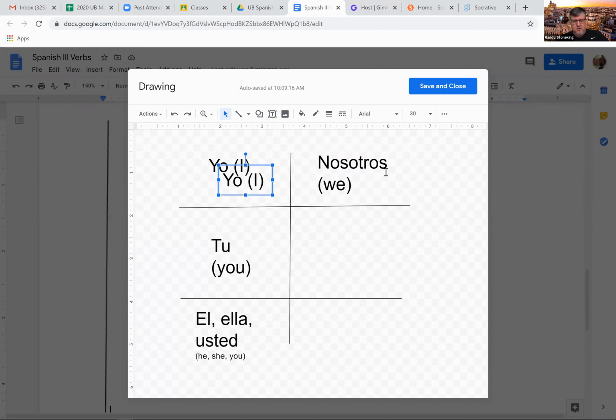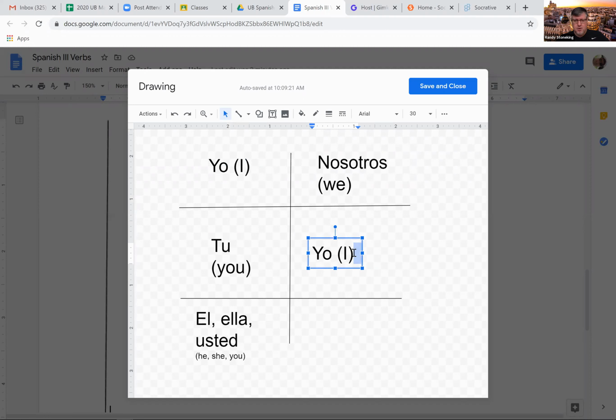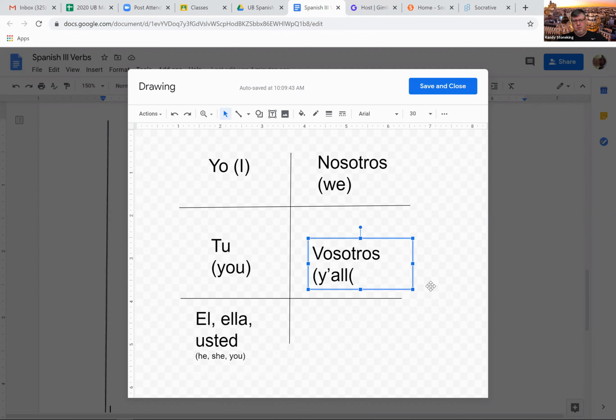And then we have the plural of tú, or you, one person you, versus all of you. That is vosotros. We're going to call that y'all. And then the last one, the plural of he or she, would be they. That's ellos and ellas.